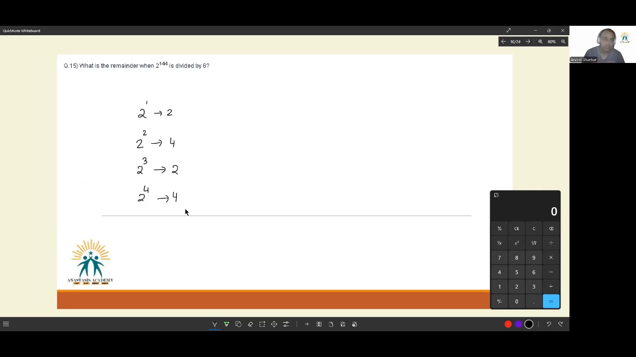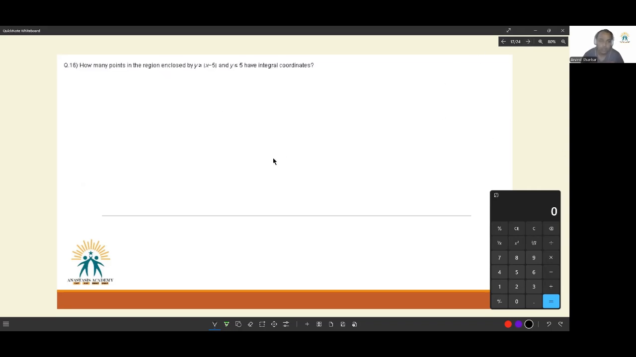So you can clearly see the cyclicity is of 2. Whenever the power is odd, you get a remainder of 2. Whenever the power is even, you get a remainder of 4. Here, clearly the power is even. So the remainder is 4. You don't need to check anything further.